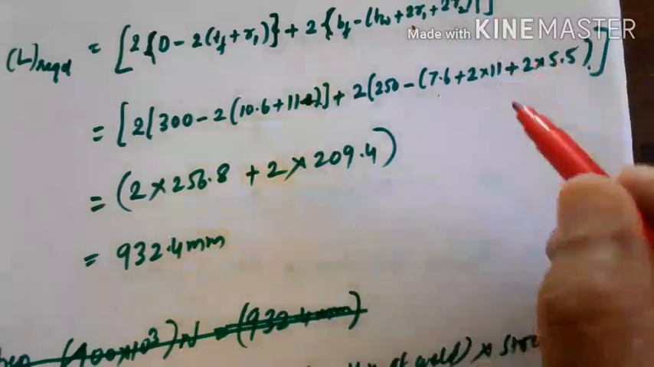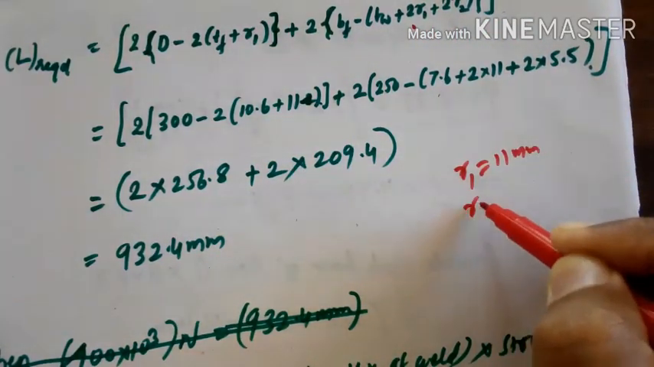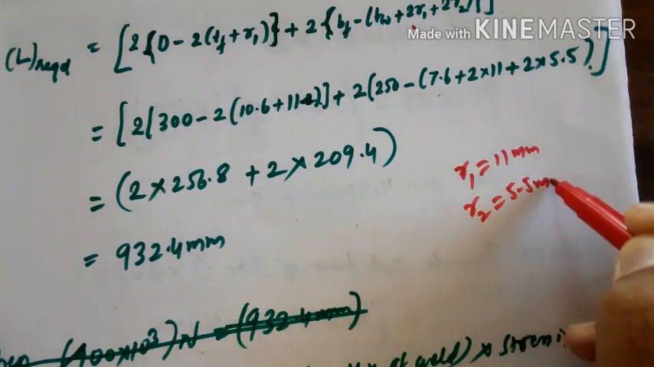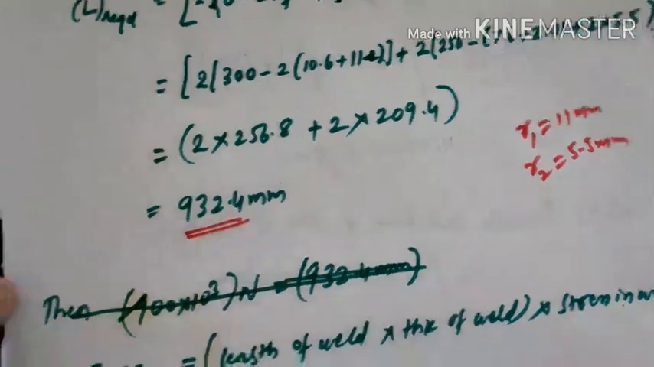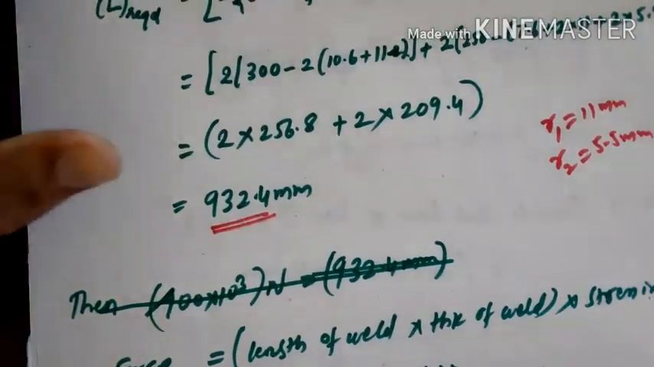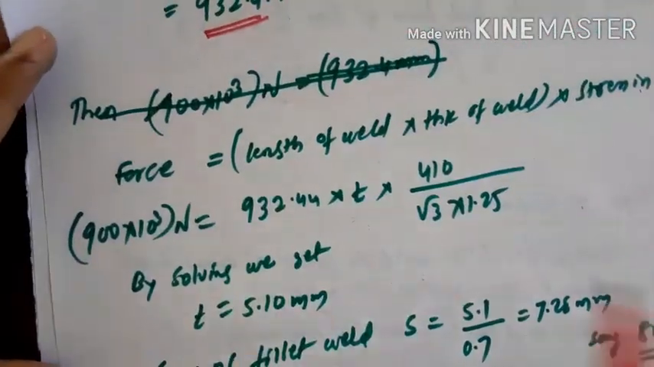This R1 and R2 you will get from the steel table. R1 is 11 mm and R2 will be 5.5 mm. You get it from the steel table. Substitute that, you will get this answer. So length required. Then once you get the length required, you know how to calculate again.